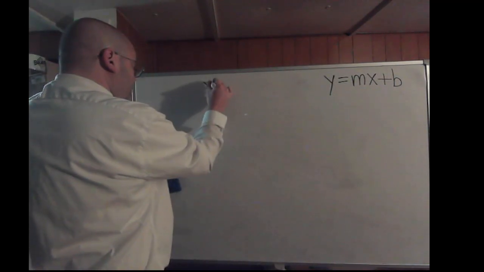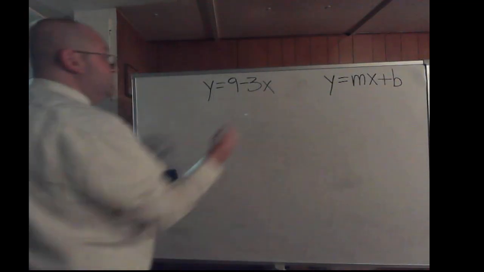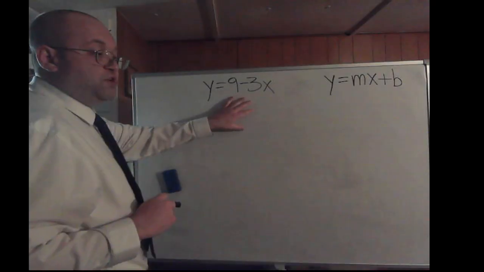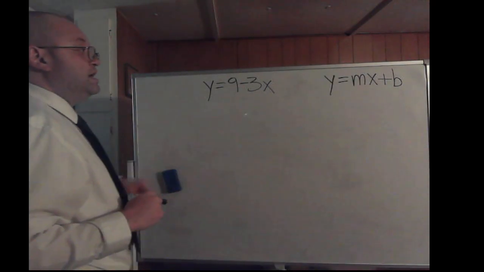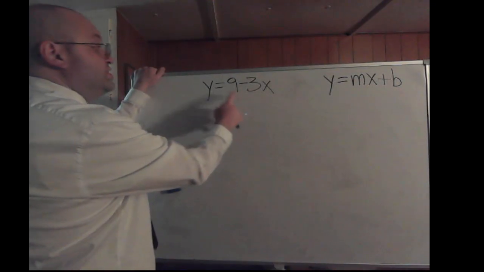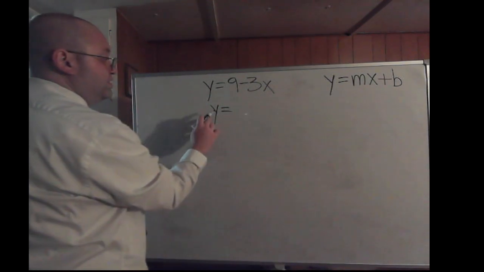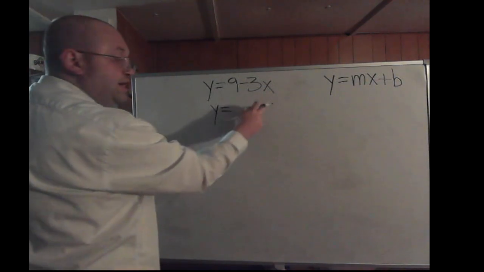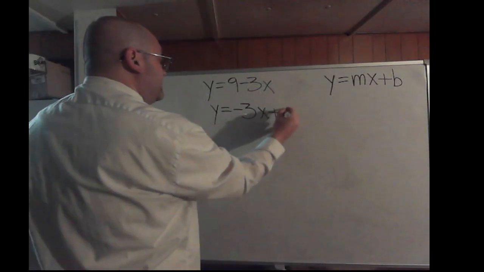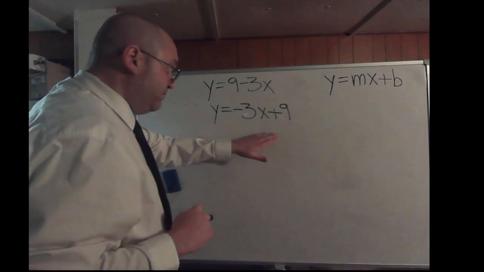Alright, y equals 9 minus 3x. So we have y equals 9 minus 3x. Again, this does not start out in slope-intercept form. But on the right side, we can use the commutative property of addition to turn this into slope-intercept form. So the y equals part stays the same, but 9 minus 3x is the exact same as negative 3x plus 9. Now we have an equation in slope-intercept form.